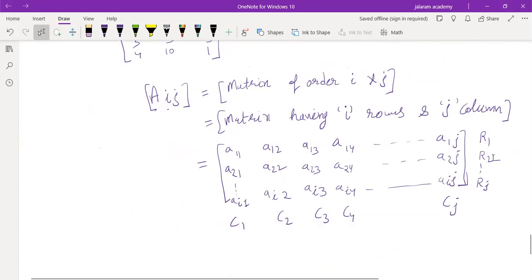R1, R2, Ri are the consecutive I rows. C1, C2, C3, and so on up to Cj are J columns. Actually, it is Ri, not Rj. This one is the ith row, as there are only I rows, not J rows. So ith row is the last row and jth column is the last column.